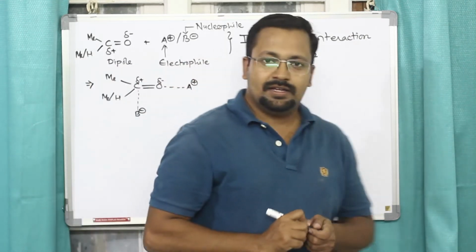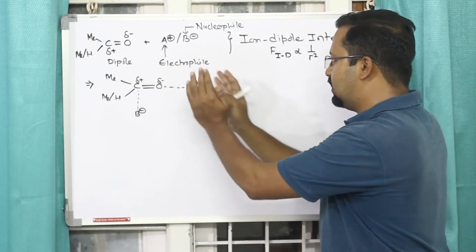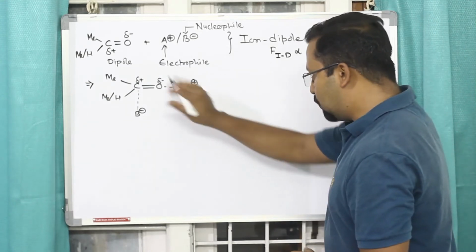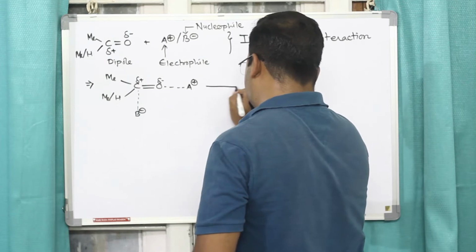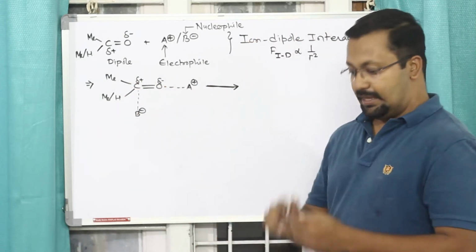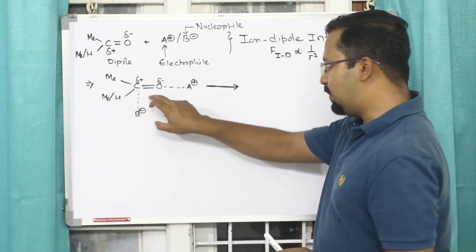Now, this is what it will look like. This is the ion dipole interaction resulting in a favorable interaction between the two species, or promoting the favorable interaction between the two species. What would this culminate into? What will be the end game of this interaction? The end game of this interaction is an addition reaction. How do we know? This is a pi bond.